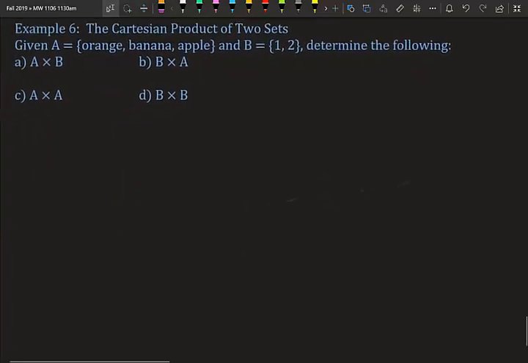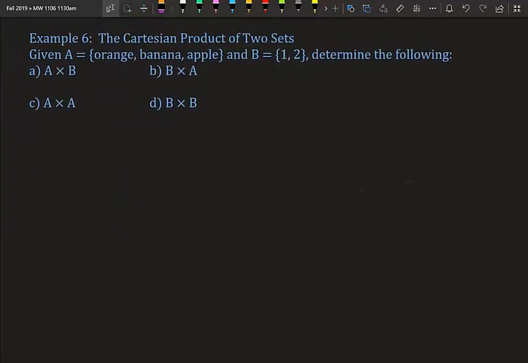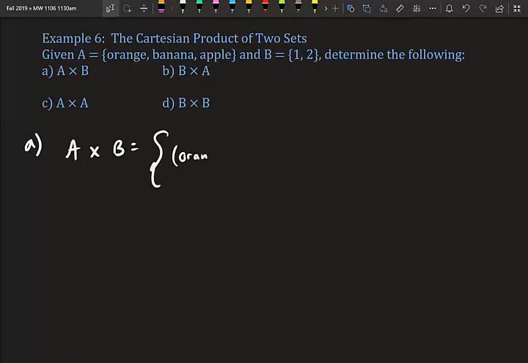I'll show you what that means. The Cartesian product of two sets. Given set A is orange, banana, apple, and set B is 1, 2. Let's do part A. Part A is A cross B, so it is A times B. It's a set, so you pair them each together. We have orange with 1, and then orange with 2. And that's it for the oranges.